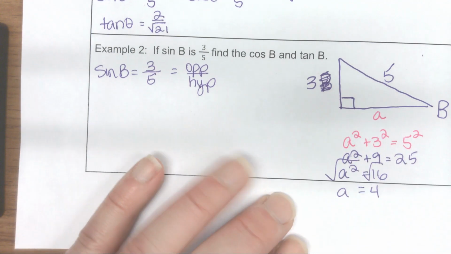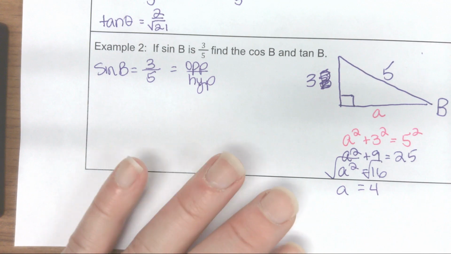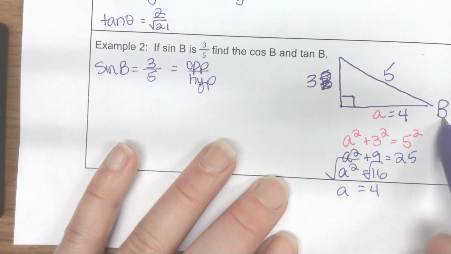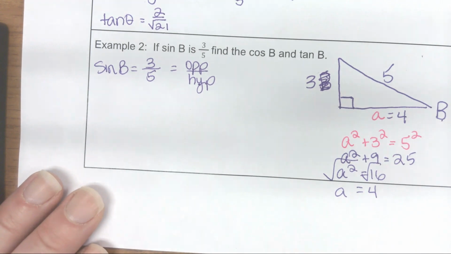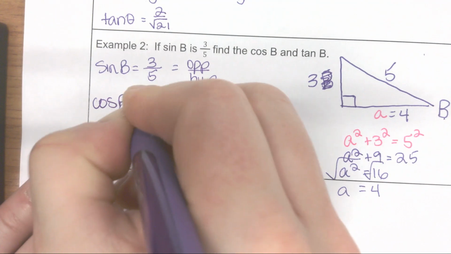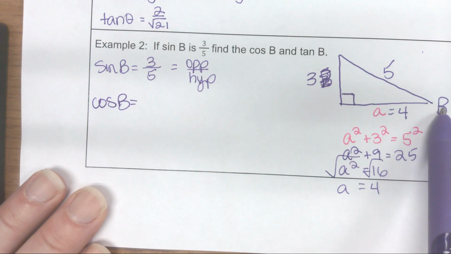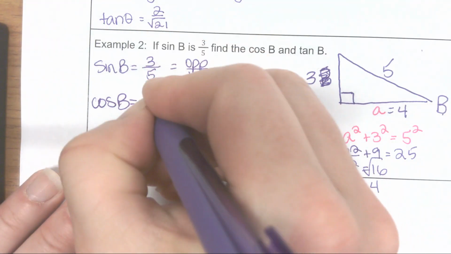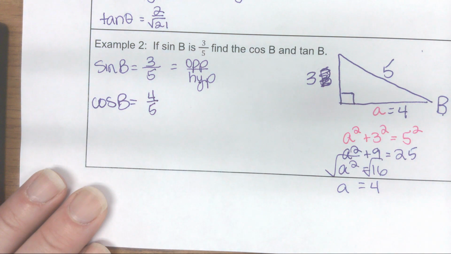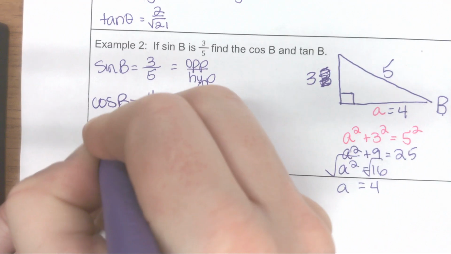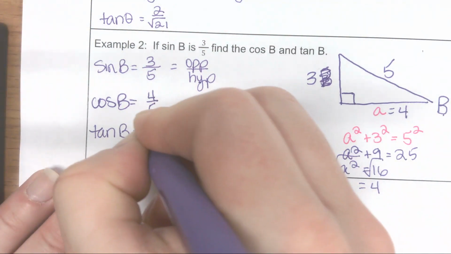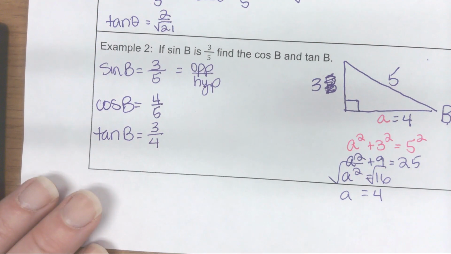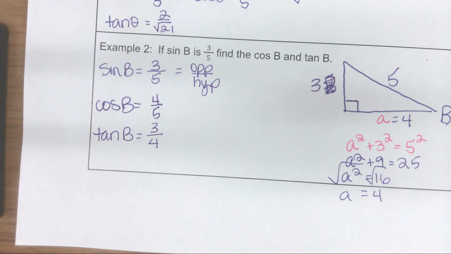All right, so hopefully you got that the missing piece was a 4. Okay, so once again, remember my angle is here in the bottom right corner this time. I asked you to find the cosine and the tangent. The cosine of B is the adjacent over hypotenuse, so we're going to write 4 over 5. And the tangent of B is the opposite over adjacent, so we're going to write 3 over 4. Okay.